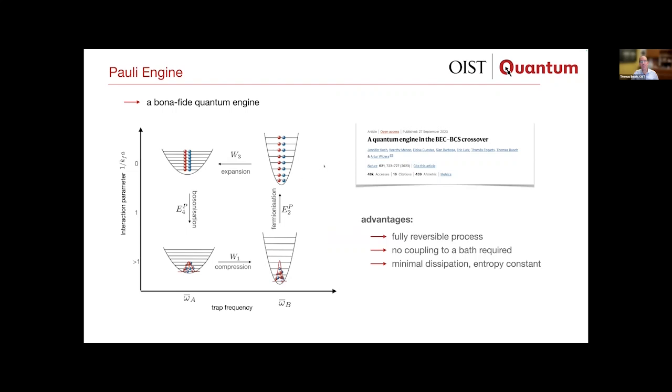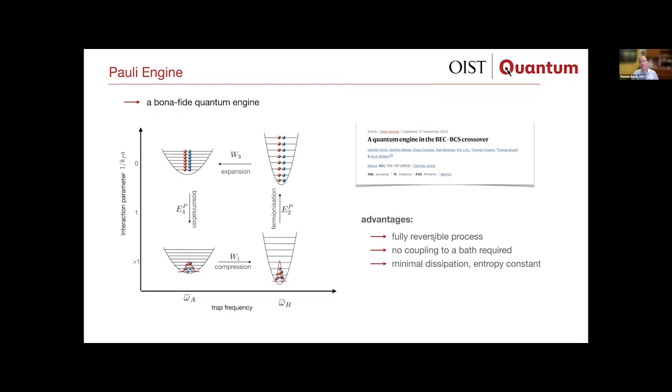And this is something we recently looked at together with an experimental group in Germany, where we start out with a gas of bosons, and we do work on it by compressing it. Then we change the statistics from bosonic to fermionic. We do work on it again by expanding it, and then we change the fermions back to bosons. And by this, you can actually construct a fully quantum mechanical energy cycle that gives you out work.